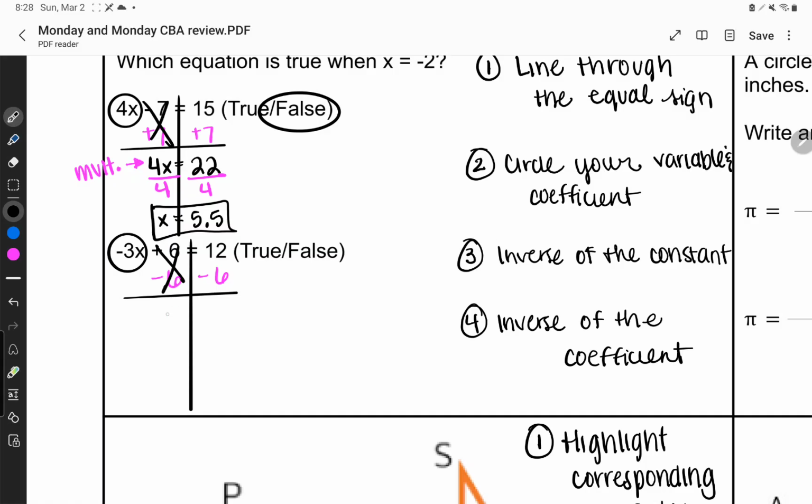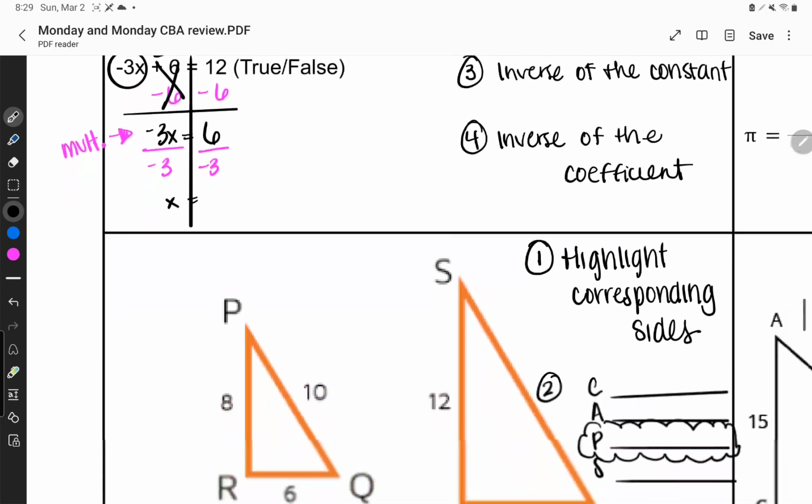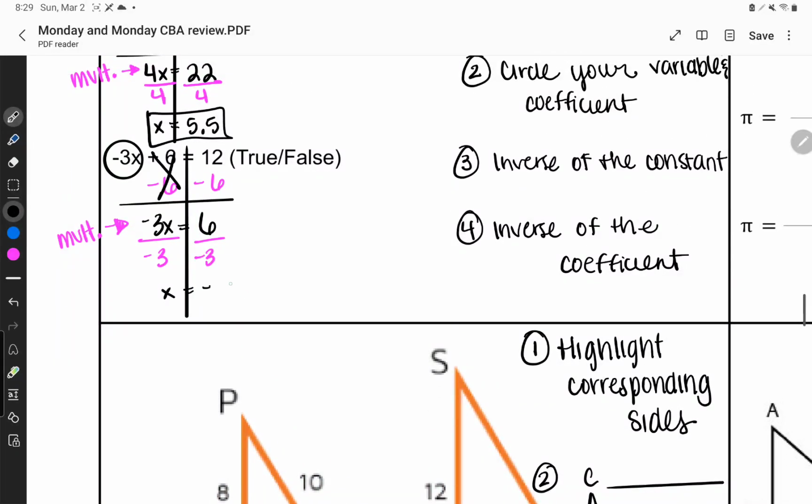That's going to cancel these out, and then I'm going to drop down my -3x. And then I have 12 minus 6, which is 6. What operation is happening between -3 and x? Multiplication. So what do I do next? I divide both sides by -3. What's a positive divided by a negative? A negative. And then what's 6 divided by 3? 2. So this equation is true.